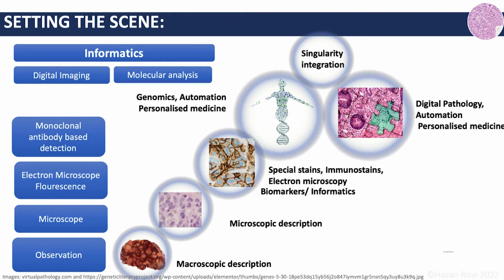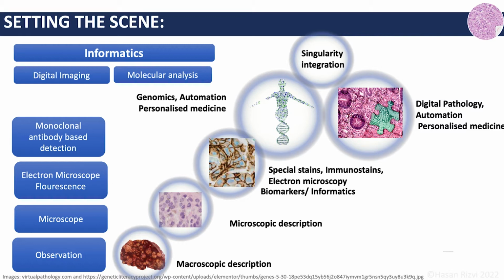Then obviously we come to the era of the microscope and morphological descriptions of disease based on cytomorphology or histology. In the 1960s and 70s, we start the development of electron microscopy, special stains, and immunostains, and these held sway till the next millennium. In 2000, we started using more and more genomics, and digital pathology is coming of age.